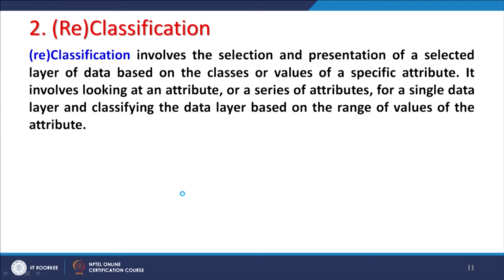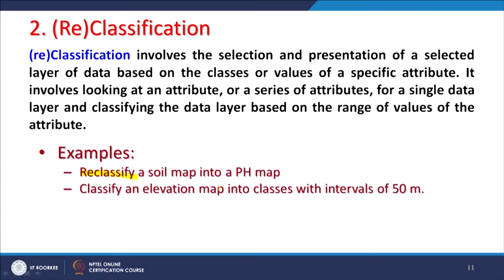If we go for a definition, reclassification involves selection and presentation of a selected layer's data based on the classes or values of a specific attribute. If I give the example of a digital elevation model, there is only a single attribute, the elevation. I can perform analysis on that and get a new map, which we will not call a digital elevation model but a relief map, and it will have different categories. Similarly, I can reclassify a soil map into a pH map if I have an attribute for that, and classify an elevation map into classes with intervals of 50 meters. This example I have already discussed with you.